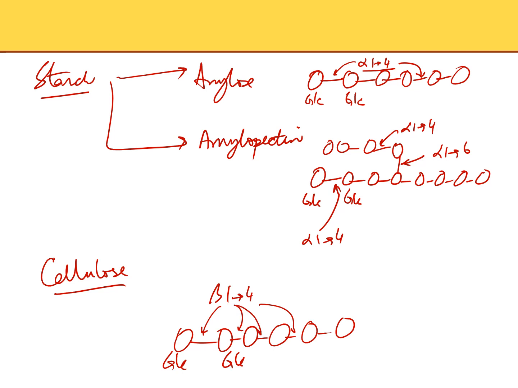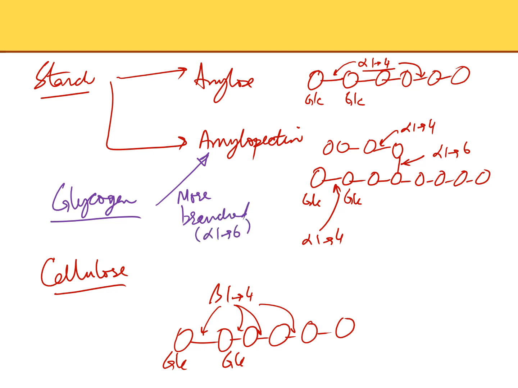Now, of course, glycogen is just going to be like amylopectin, but more branched. When I say more branched, I mean more alpha 1,6 branches. So it's going to look basically something like this. Right, so I hope this helps, and this brings us to the end of our class.